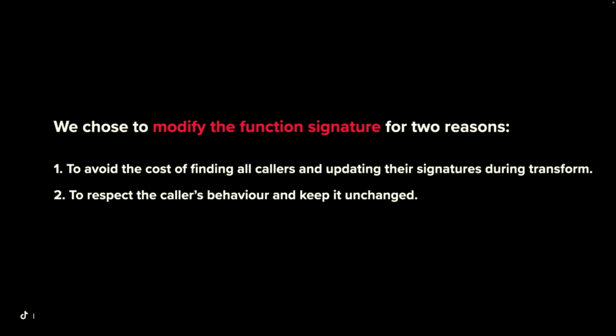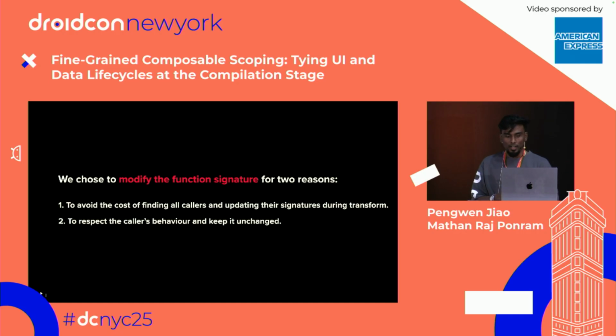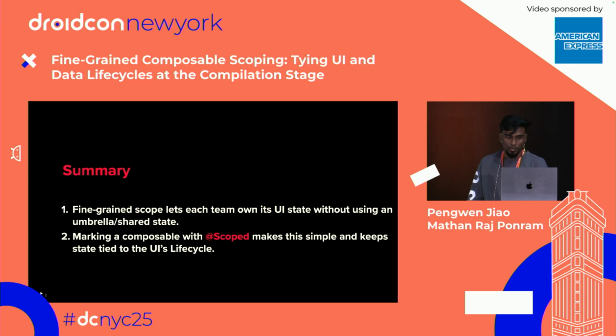And also, we want to respect the caller's behavior and keep it unchanged. For example, if we introduce a bug, we don't want the caller to get affected. We want the function that is wrapped with the @Scope annotation to take that effect, and not the caller, right? So this is what we did.